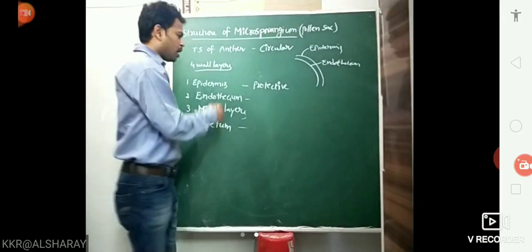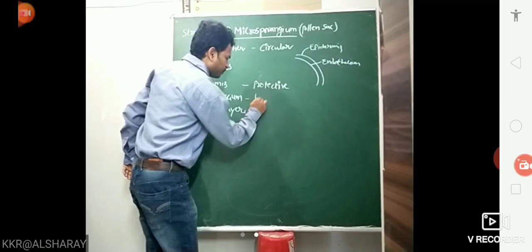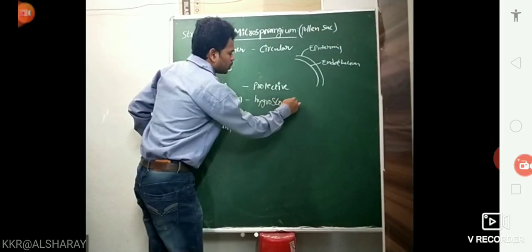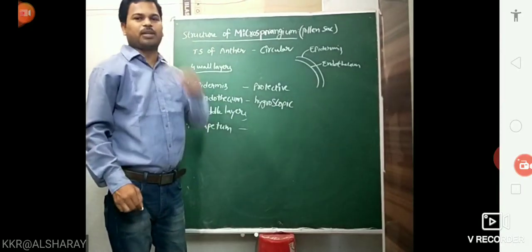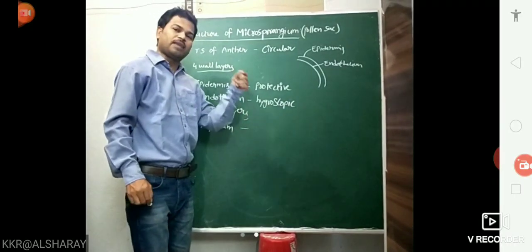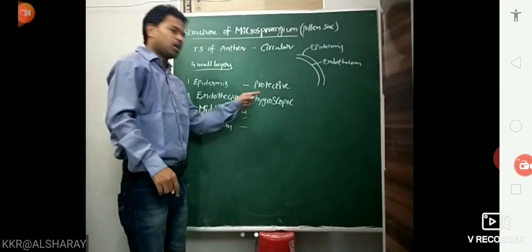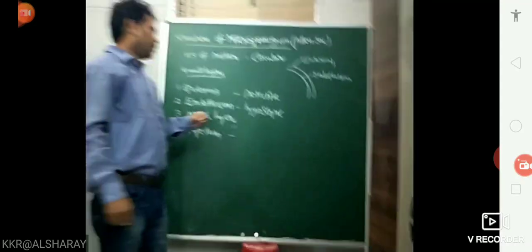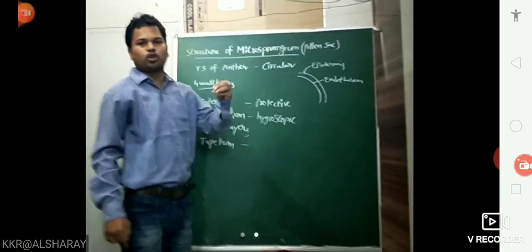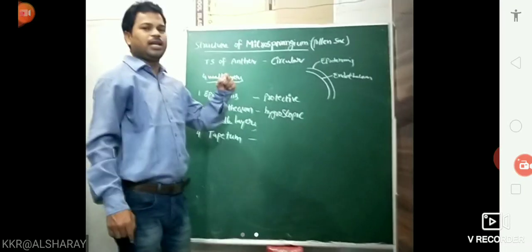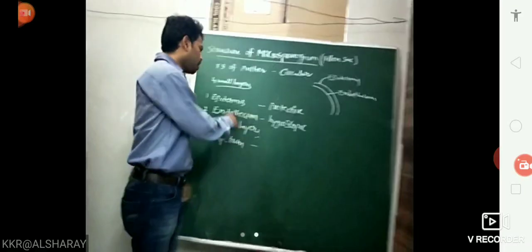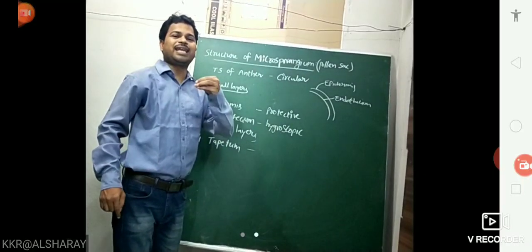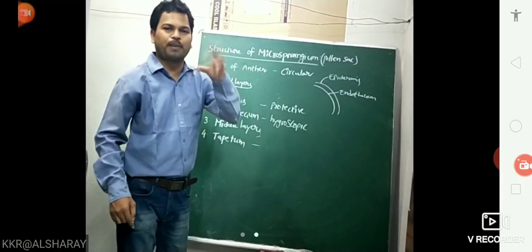Endothecium is also called the hygroscopic layer. Alpha cellulose thickening fibers are present in the endothecium. It is the hypodermis of the microsporangium, and it mainly helps in dehiscence of anther. So we call the endothecium the dehiscence layer or hygroscopic layer.